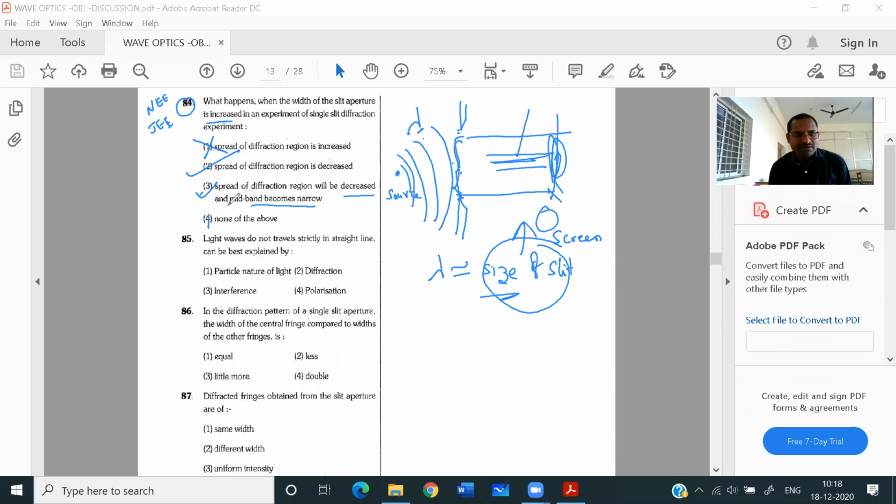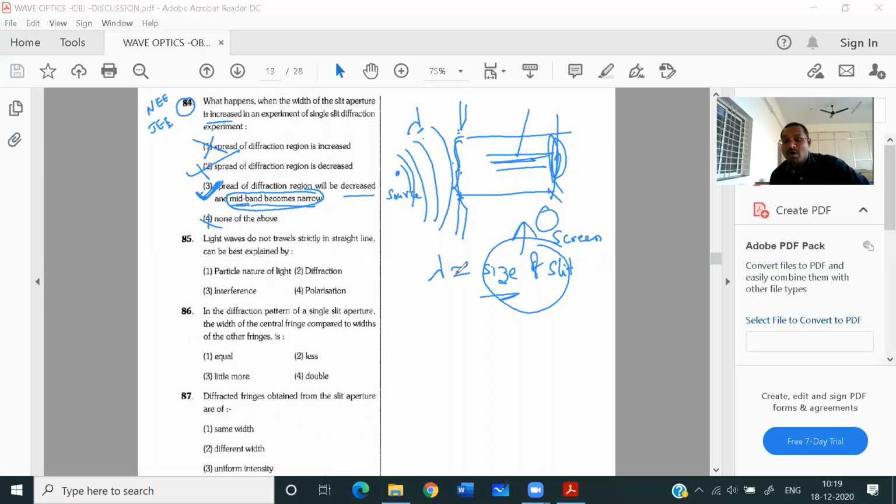None of the above is wrong. So compared to the second option, the third option is more perfect. So that's why tick the third option. Here they have given that the middle band becomes narrow. Yes, the spreading of light decreases, meaning the middle band becomes narrow only. Yes, it is correct.